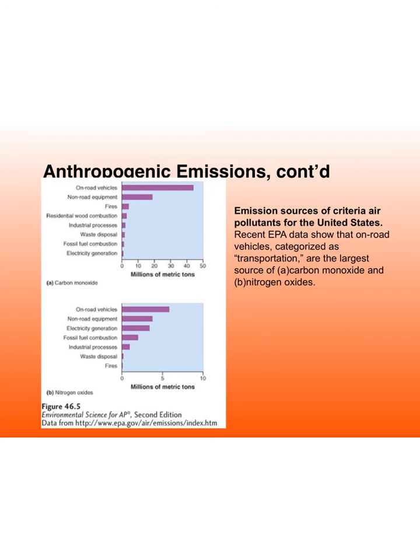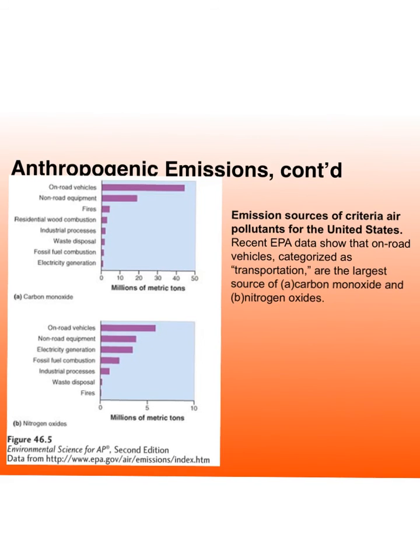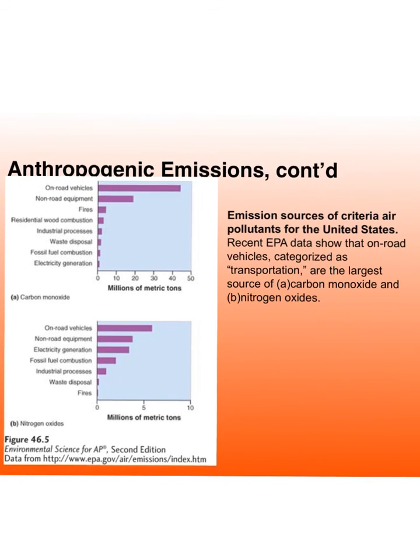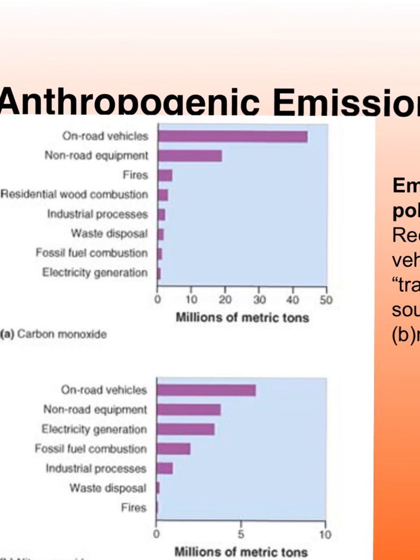All right, so here's just a graph to drive home the emission sources. And look here, transportation is the largest. So look here, on-road vehicles, non-road equipment. You see everything else really pales in comparison. So if we really want to hit stuff first, look here, like electricity generation. Even when we do things like burning coal, look at how much less of an impact it has on air pollution compared to on-road vehicles, right?